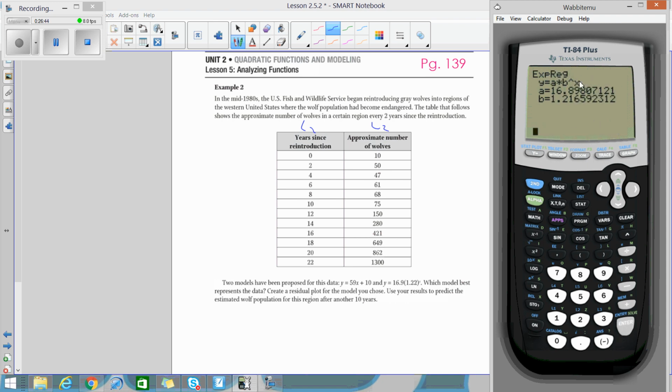So after we hit enter, boom, this is our exponential function. So it'll be y equals 16.8999, whatever, times 1.2 raised to the x power. And look at this. We stored it up here, and that's in your calculator. So if we go zoom 9, there's your scatter plot, and then here is your exponential line of best fit. Now that looks pretty darn good.